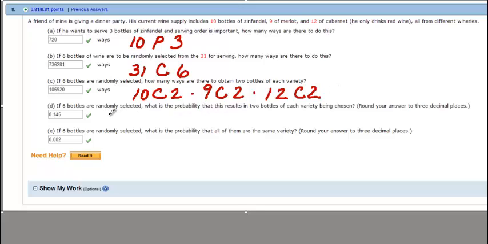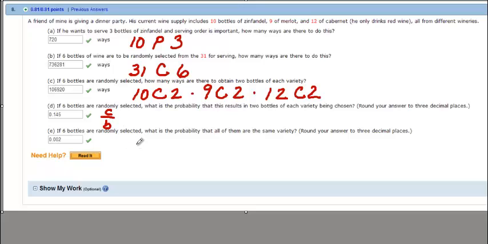Question D. 6 bottles are randomly selected, 2 bottles of each variety. So this is basically just the answer to C divided by the answer to B. So it's C divided by B, because B is the total number of different lists we have, and C was how many ways there are for us to choose those 6 bottles, 2 of each. So take your answer to C and divide it by B.